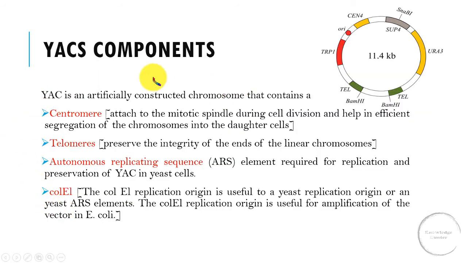So these are the basic components of yeast artificial chromosome. Centromere, which helps in efficient segregation of the chromosome into the daughter cells. Here is present the centromere. CEN4 here represents the centromere of chromosome 4. Then come the telomeres. Here are present two telomeres which preserve the integrity of the ends of the linear chromosomes. Then autonomous replicating sequence or ARS, the element required for replication and preservation of YAC in yeast cells. Here is present ARS.